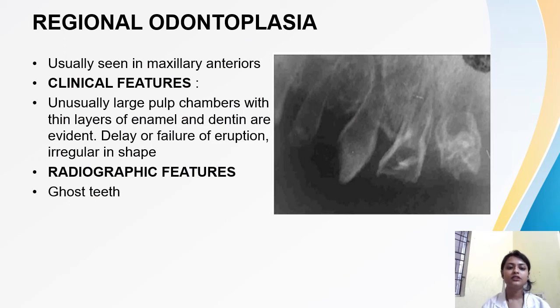Now the third defect we will find regarding dentin is regional odontodysplasia. It is usually seen in the maxillary anteriors. Unusually large pulp chamber with thin layer of enamel and dentin. We can see how thin it is, like translucent. Delay or failure of eruption, irregular in shape. So it is otherwise termed as ghost teeth. We'll see how large the pulp chamber is, how translucent the enamel is. We can see through and through it. So it got the name ghost teeth.